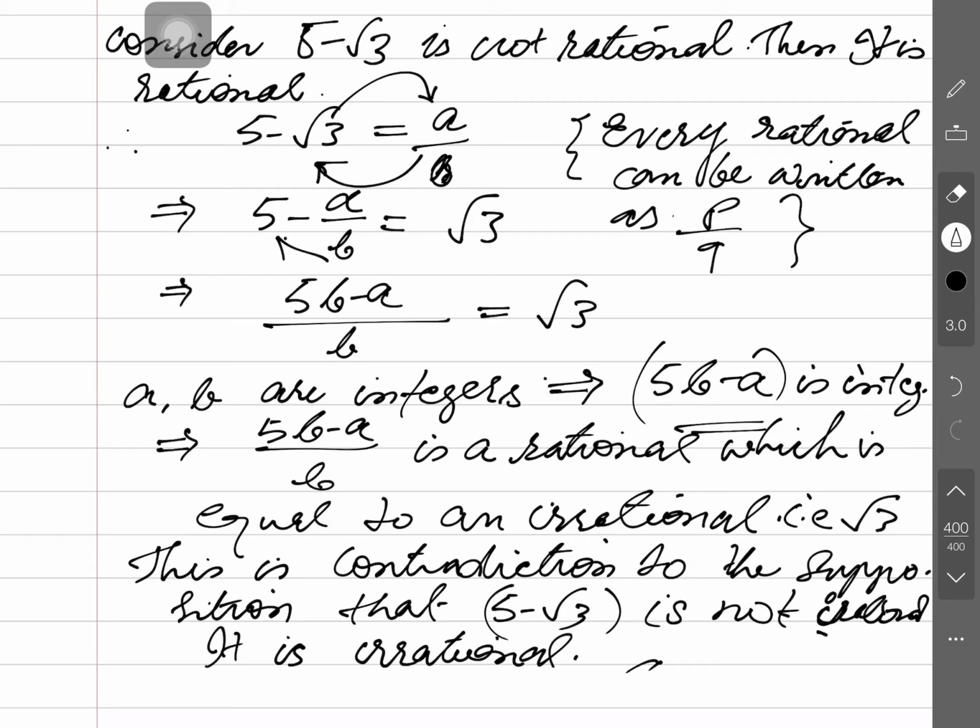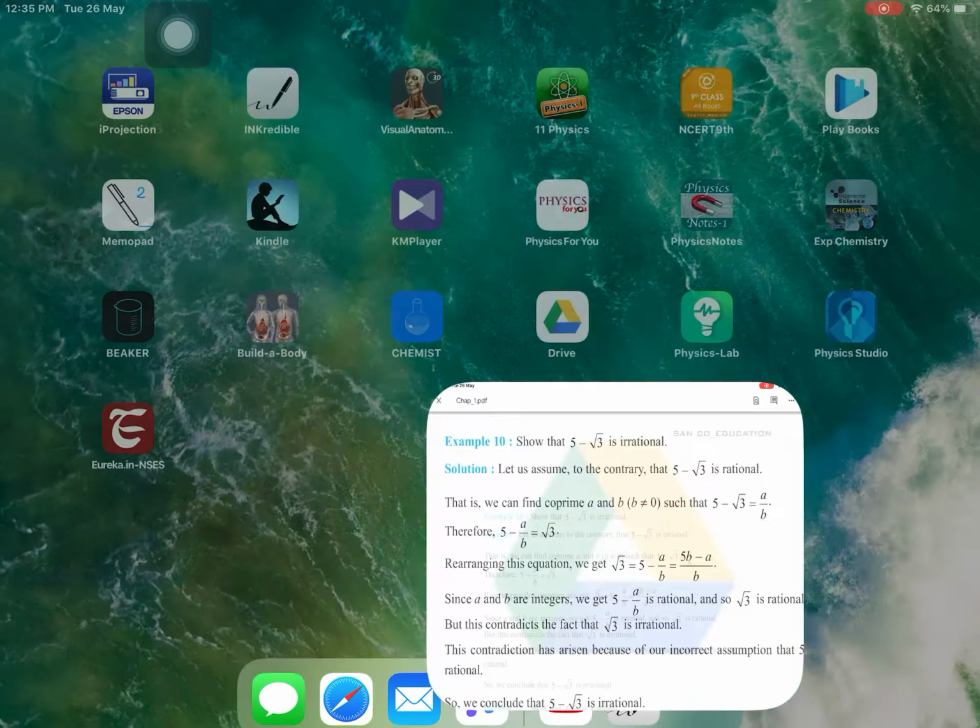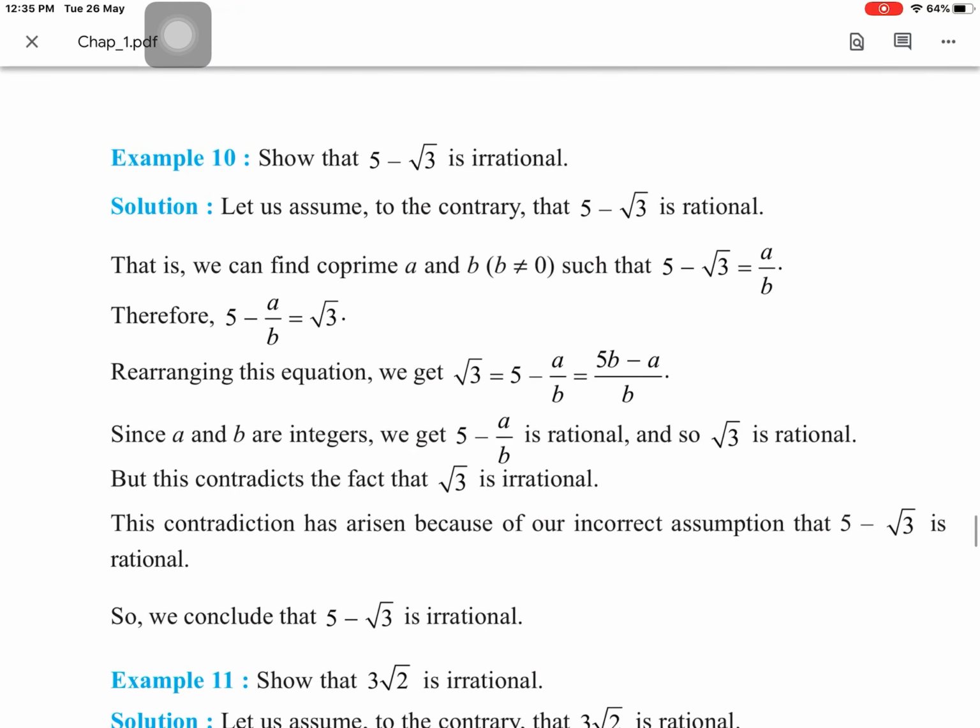Is that clear? So, today you have learned that root n, where n is a prime number, such as 2, 3, 5, 7, sorry, 11, 13, are all prime numbers. The square root of a prime is always an irrational number, and here we also proved it. Is that clear? Some more questions will say, show that 5 minus root 3 is irrational.